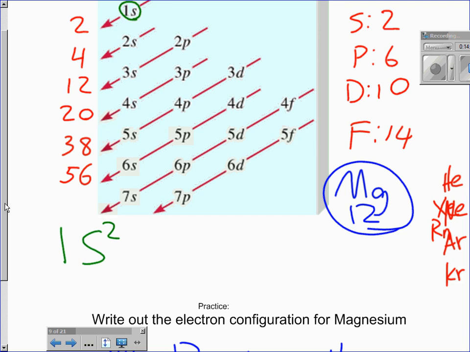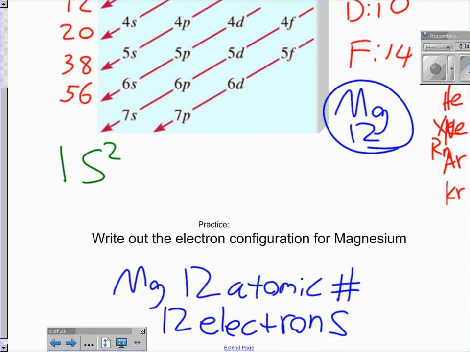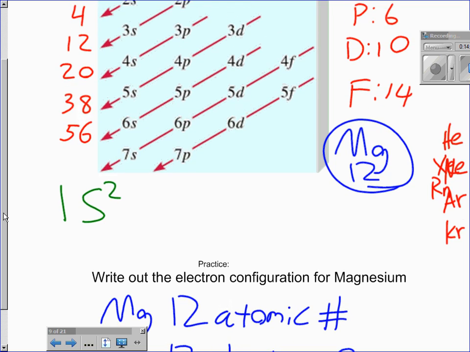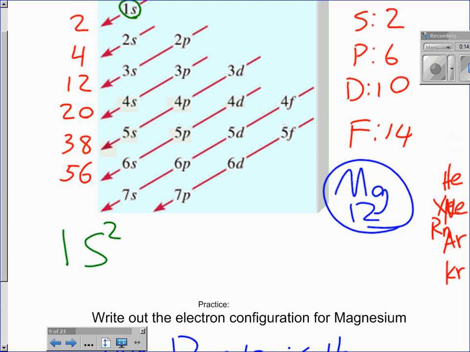a 2 right there. See this 2 that I put right there? That 2 represents the 2 electrons that can fit in there. Remember, I am counting up to 12 electrons. So I got to keep on doing this till I account for 12 electrons.